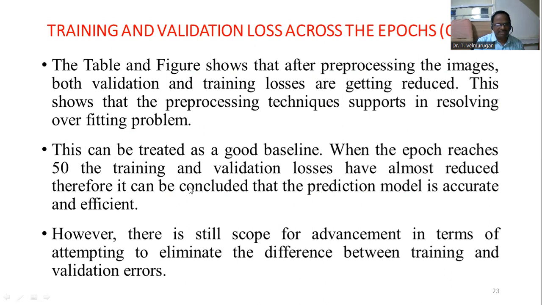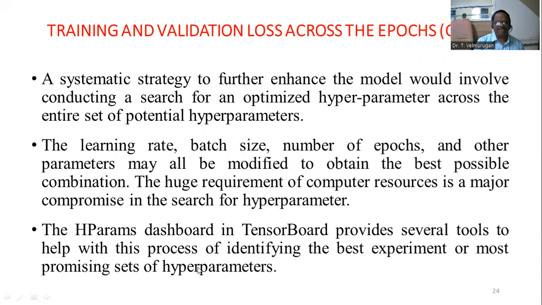When the epoch reaches 50, the training and validation losses have almost reduced. Therefore, it can be concluded that the prediction model is accurate and efficient. However, there is still scope for advancement in terms of attempting to eliminate the difference between training and testing errors.